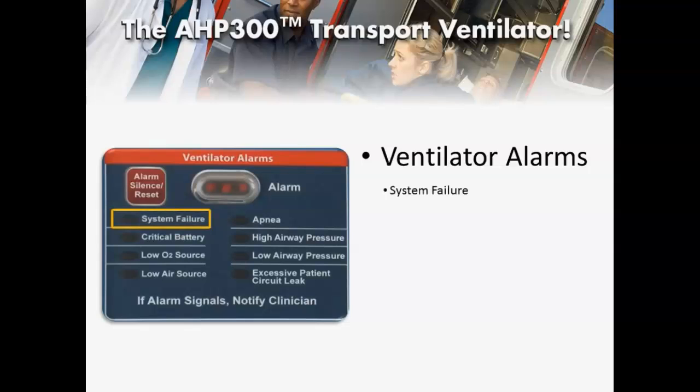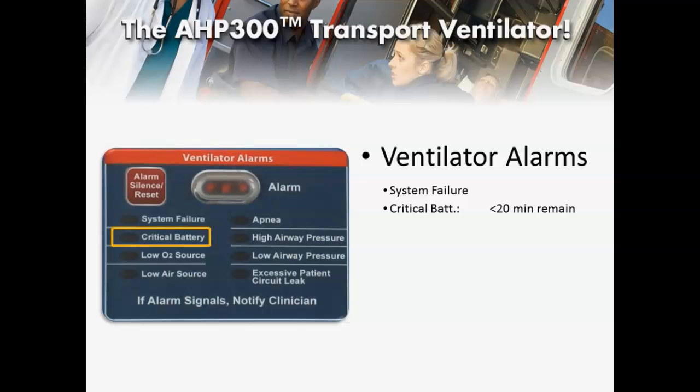Systems failure. When the ventilator starts up, it does a self-check to ensure that the PC boards and sensors are communicating and recalling the proper dataset. If there are any errors in communication at this time or any time during the ventilator's operation, the system failure alarm will sound.